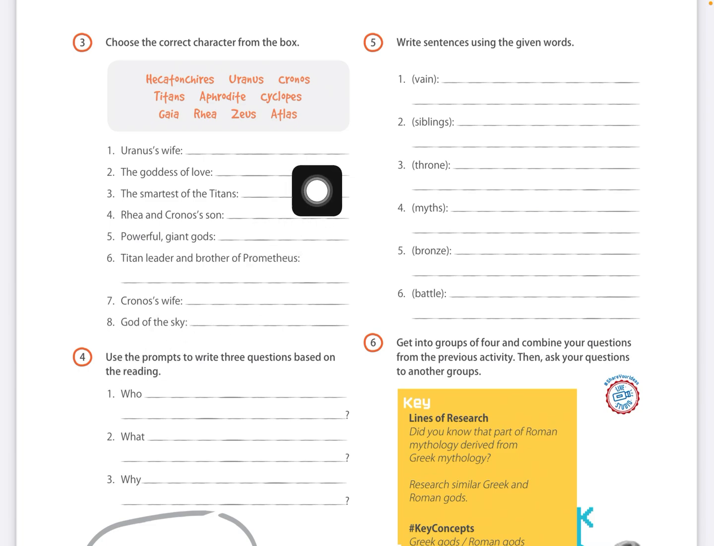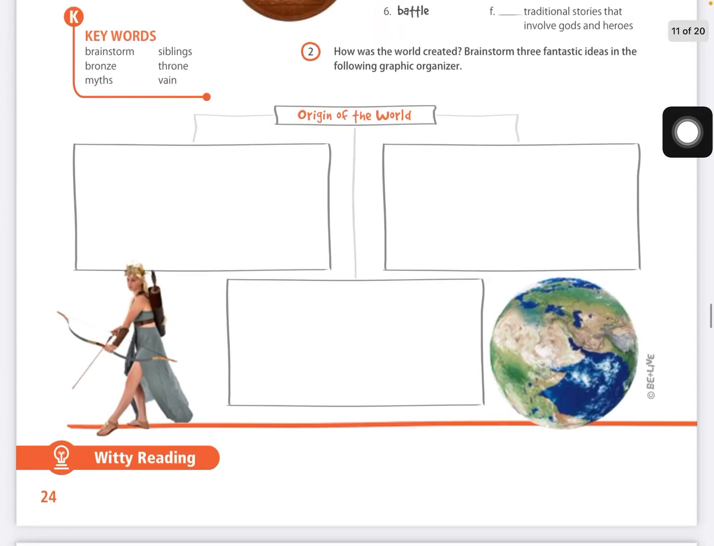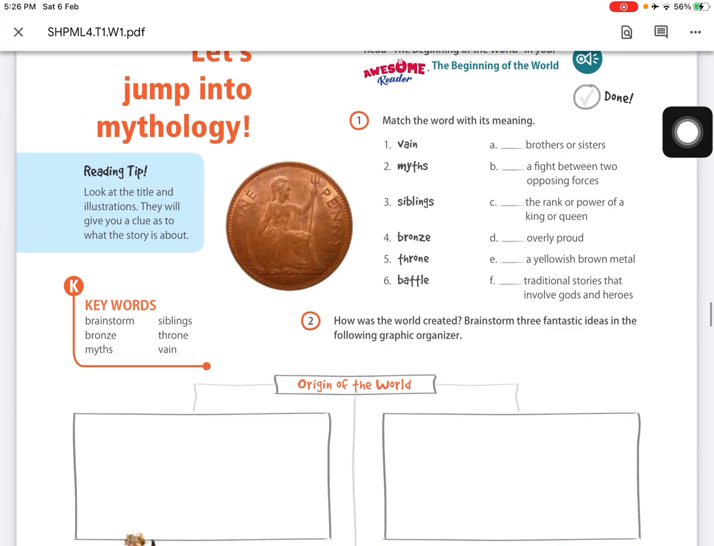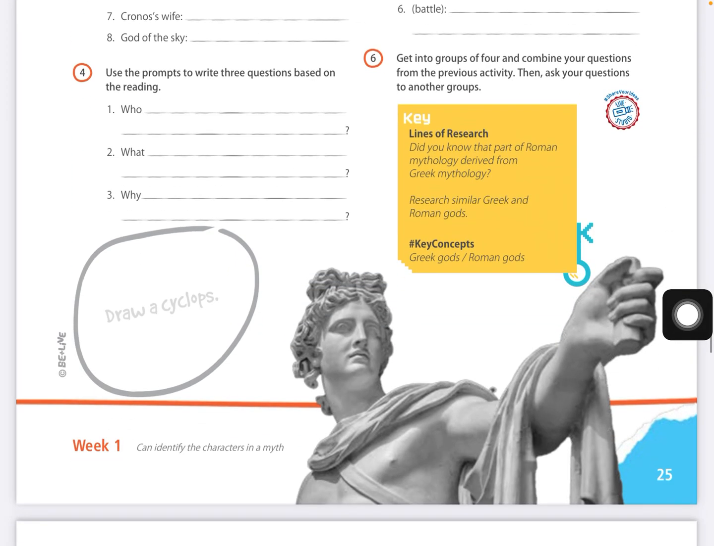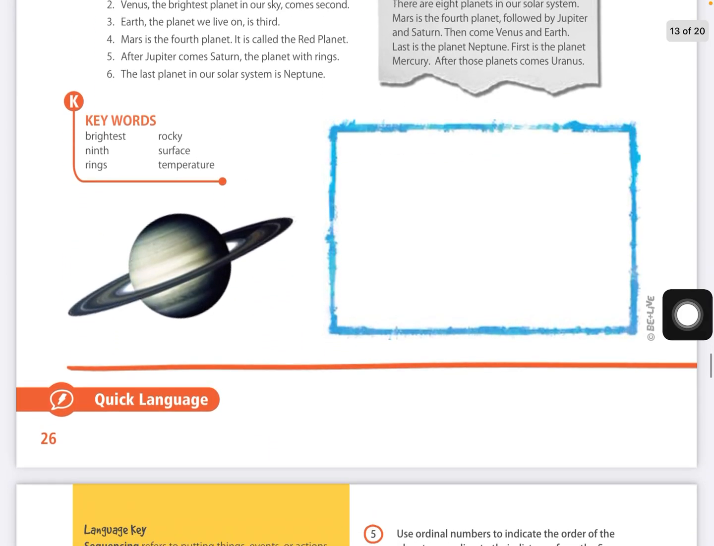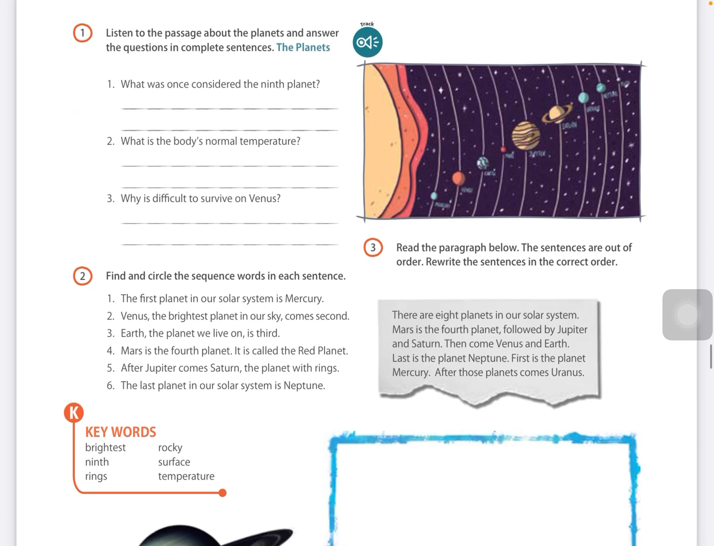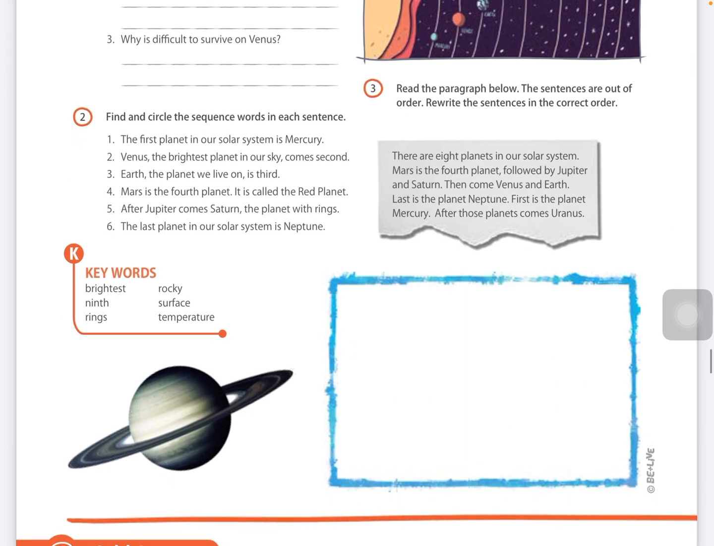Good. Then you go to point number 5 and write sentences using the given words. So according to the definition of vein, that you already did here. You go to point number 5 and you are going to create a sentence. Remember to use the subject or the pronouns, the verbs and the complements that are the different words of this.